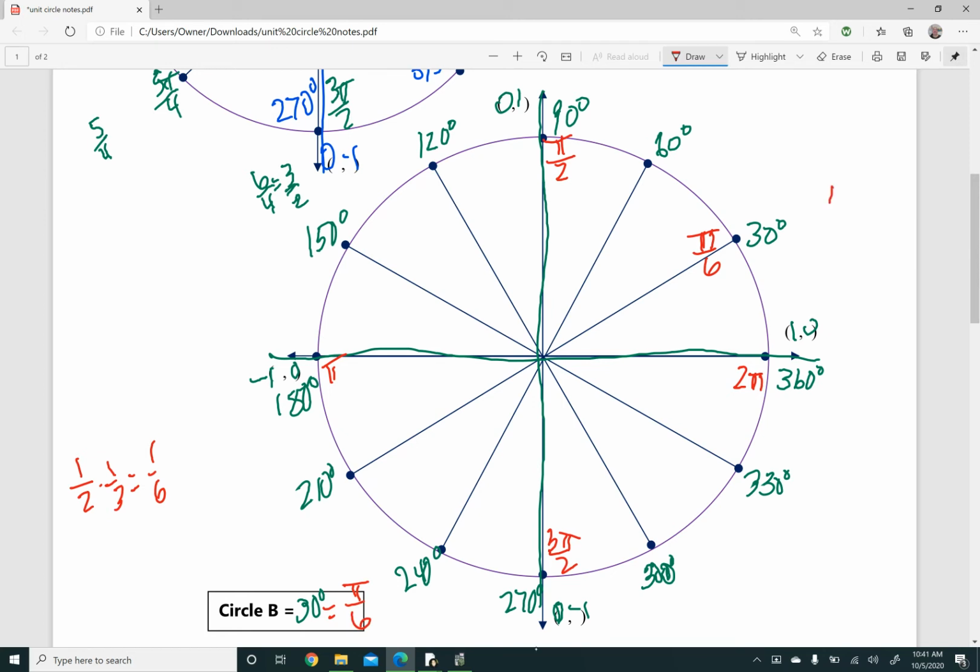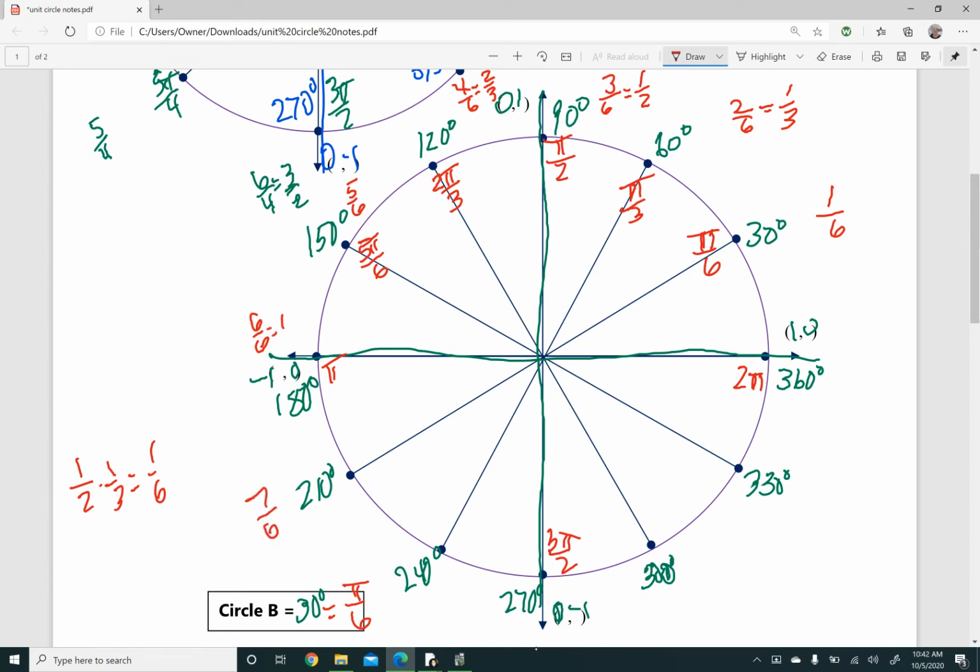So if we count by 6 now, 1/6, this is 2/6, but that reduces to 1/3. So this is pi over 3. This is 3/6, which is a half. This is 4/6, which is 2/3, or 2 pi over 3. This is 5/6, or 5 pi over 6. This is 6/6, which is 1, which is what we have here.